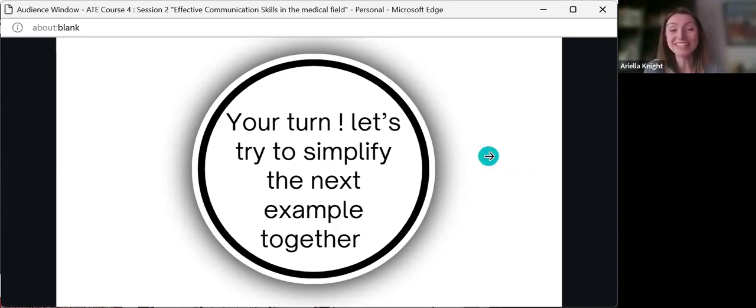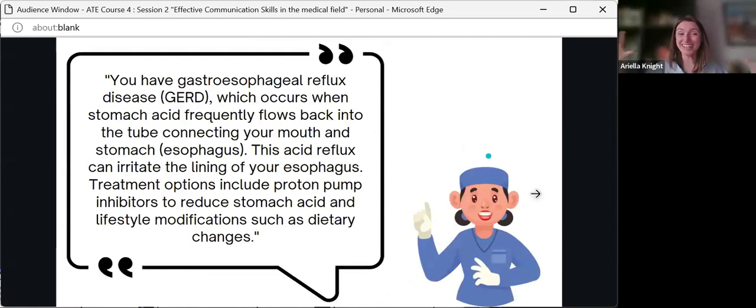But here is the big technical language. And I want you to send in the chat examples of how we can simplify it. So I will read the example. You have gastroesophageal reflux disease, GERD, which occurs when stomach acid frequently flows back into the tube connecting your mouth and stomach, the esophagus. This acid reflux can irritate the lining of your esophagus. Treatment options include proton pump inhibitors to reduce stomach acid and lifestyle modifications such as dietary changes.